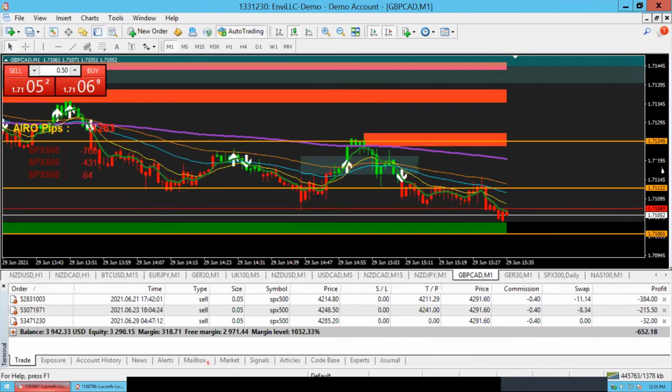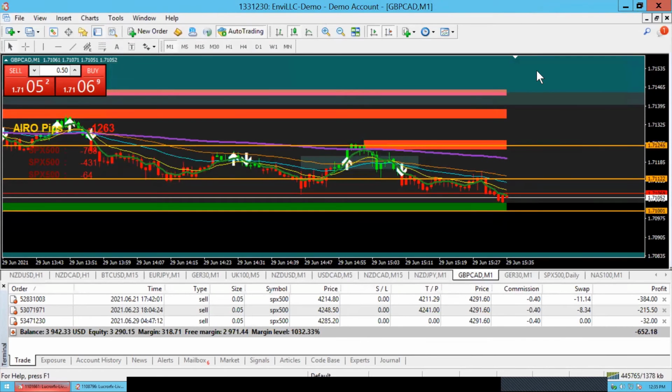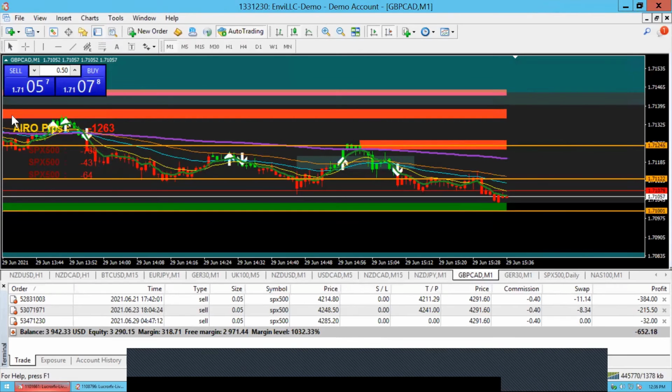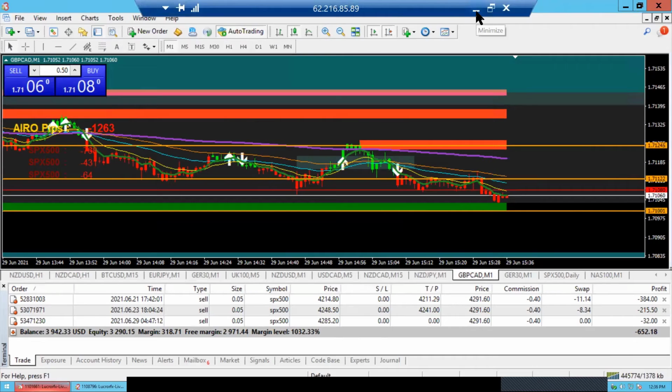Okay, so we have our zones. We have our target zone set. We have our upper 25. We have our lower 25. We can see what happens with this. Everything's moving in the right direction. British CAD, let's see where it is on our Hercules.